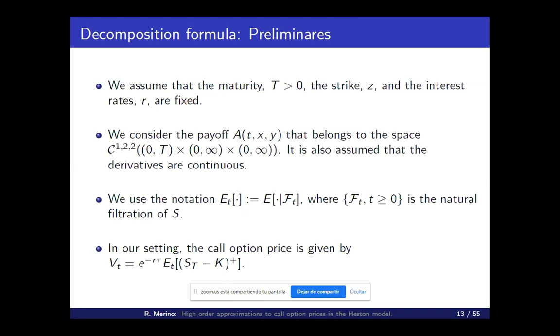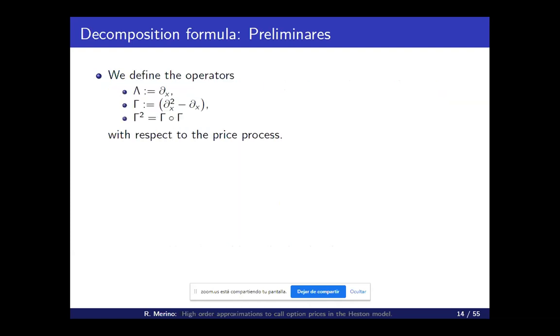We do that because we want to generalize the decomposition a little bit, not for any kind of payoff, but for almost any kind of European payoff, okay? So we're going to define the following operators. This is just for simplifying the notation a little bit, because we'll depend a lot on the derivatives of the Black-Scholes-Merton approximation. And this is just a nice way to express things.